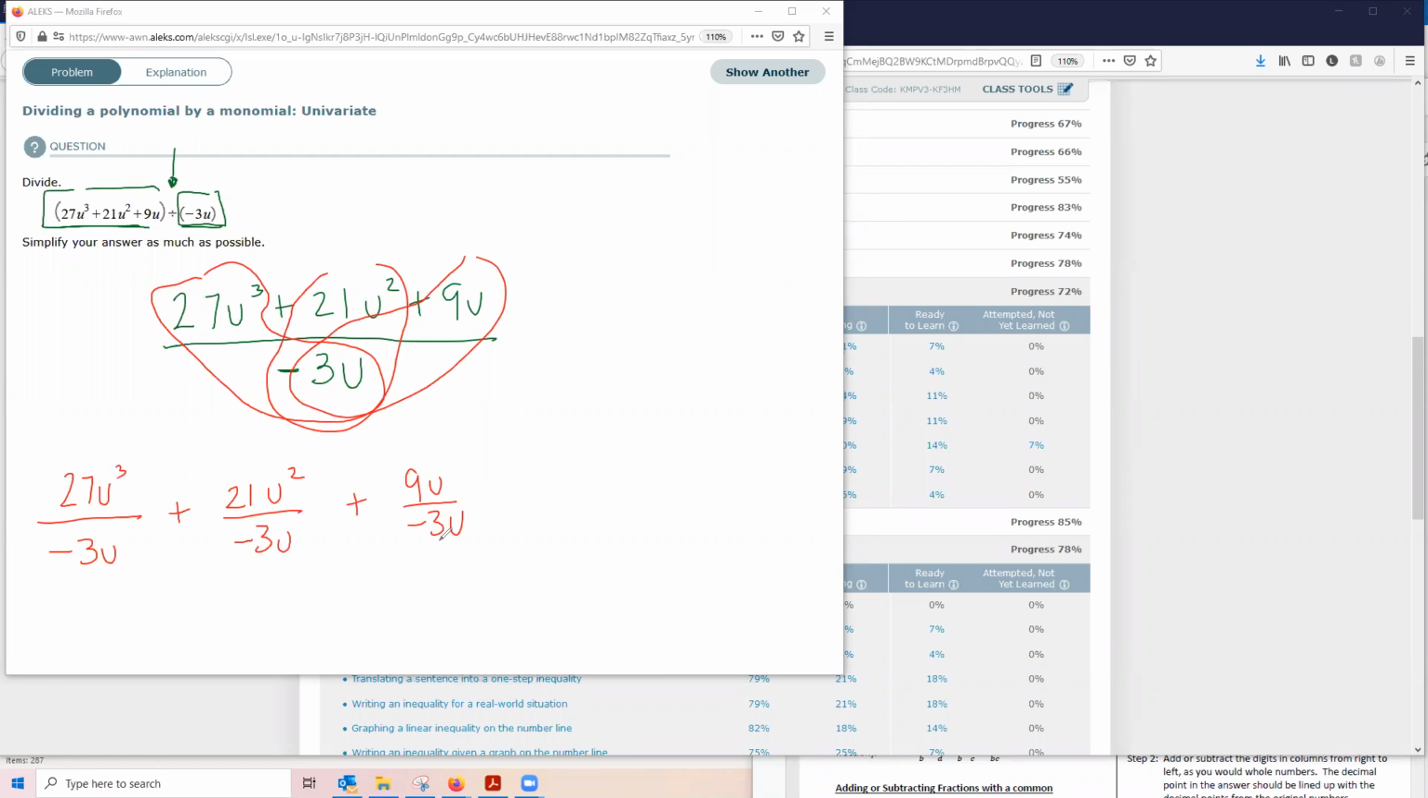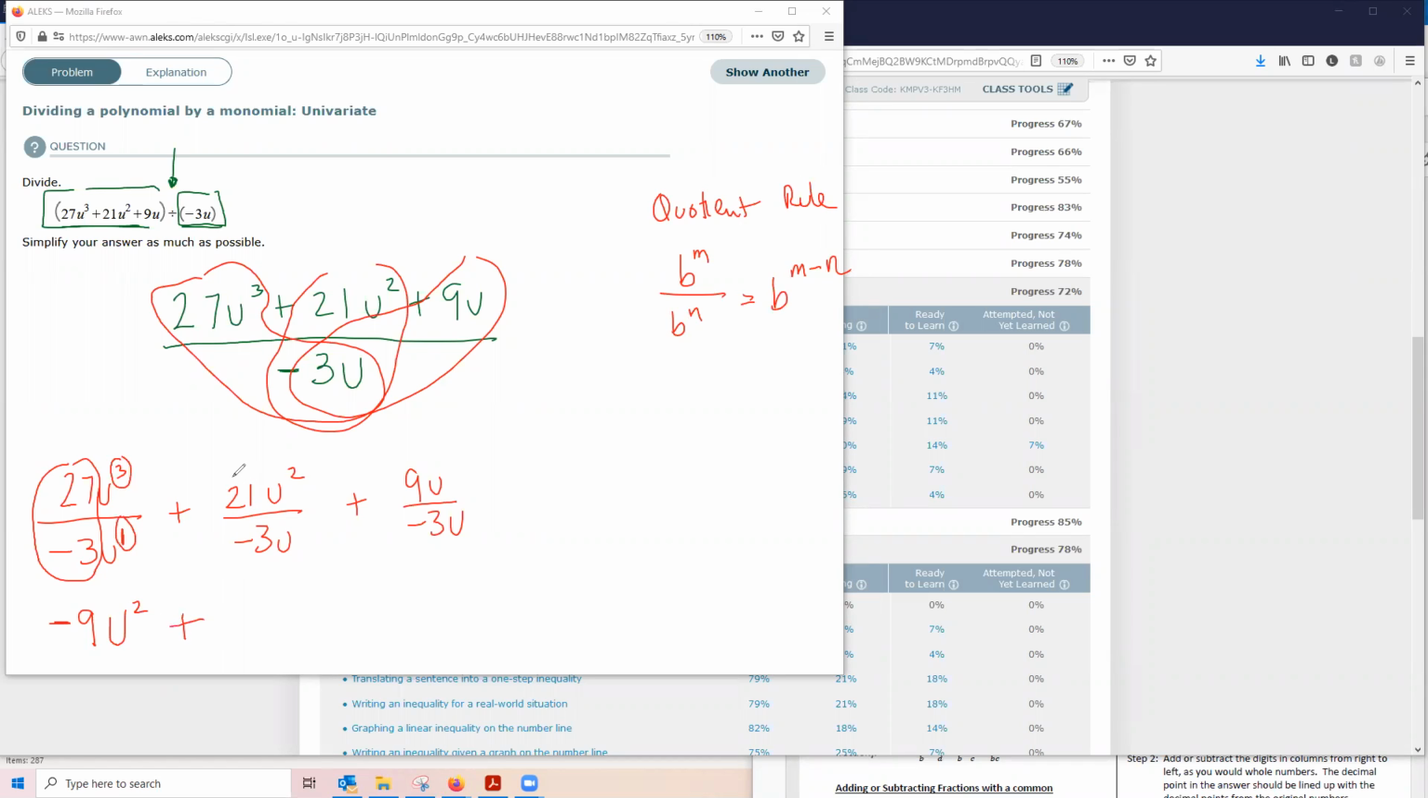Now I can simplify these fractions separately. All right, let me come over here. 27 divided by -3, that's a -9. And then I have u to the 3 on top and a u to the 1 on the bottom. Well, you might remember there's a quotient rule that says when you have an exponent on top and an exponent on the bottom, this is where you subtract the exponents. So I'm going to subtract the exponents. 3 subtract 1 is a 2, so that's going to be u to the 2.